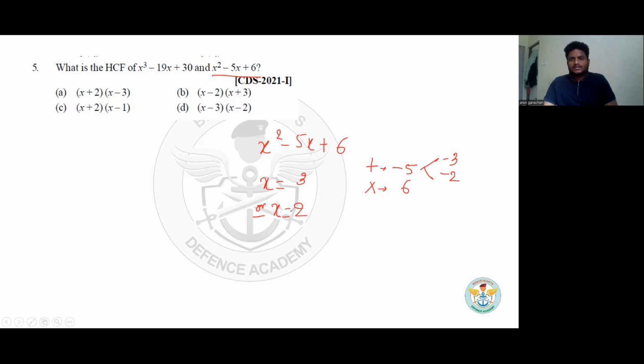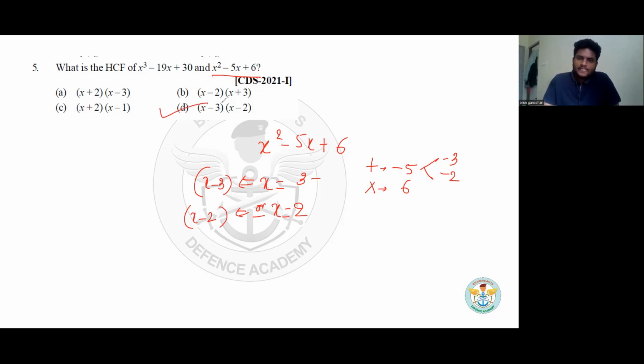Getting this? If x equal to 3 is the root, then this implies what? x minus 3 is the factor, and x minus 2 is the factor. Now where do we have this? x minus 3 and x minus 2 as the factors. Will we have it in any of the options? We have it in the D option.